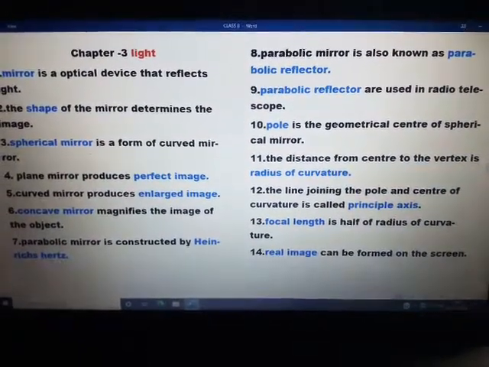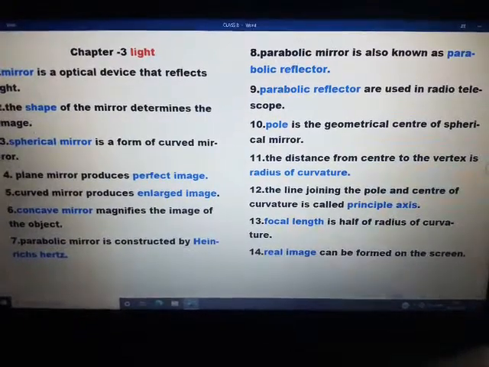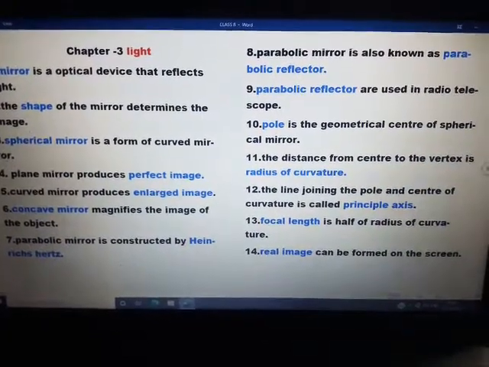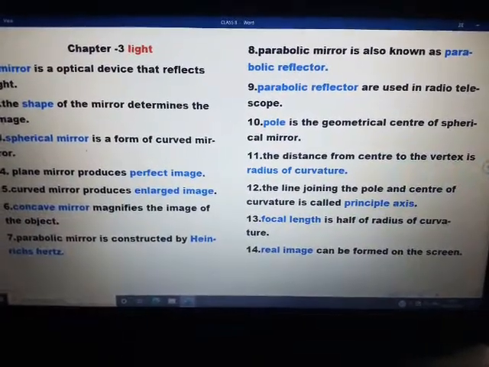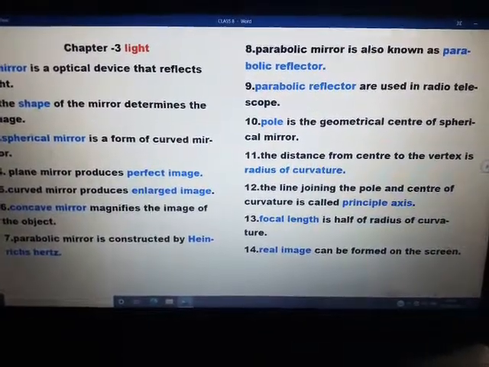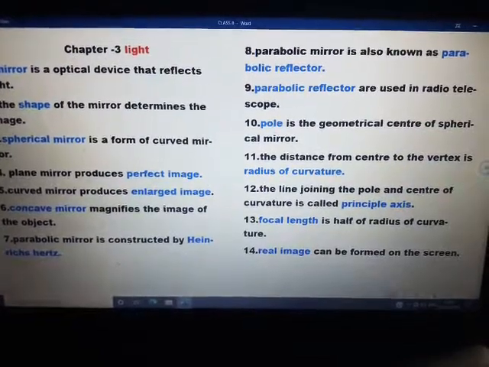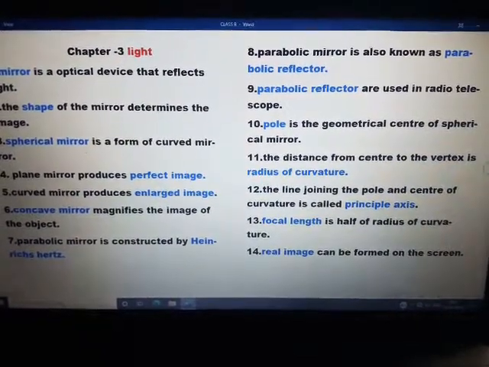Ninth question, dash are used in radio telescope. Parabolic reflector are used in radio telescope. 10th question, dash is the geometrical center of the spherical mirror. So the geometrical center of the spherical mirror is known as pole.